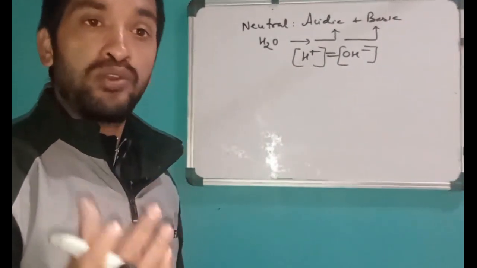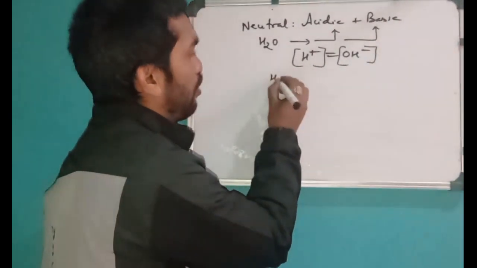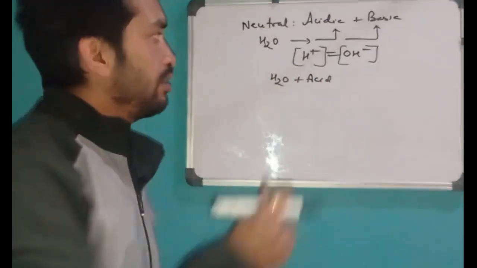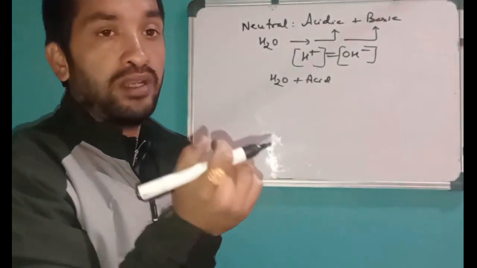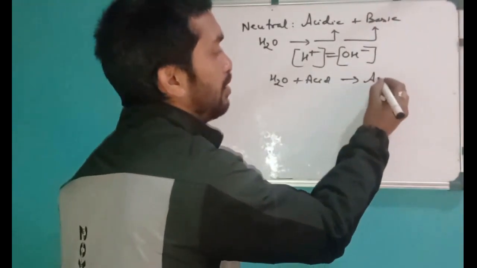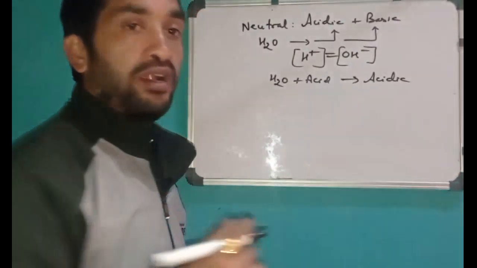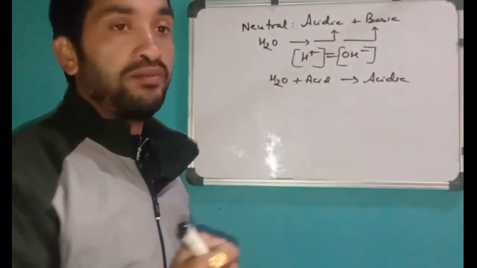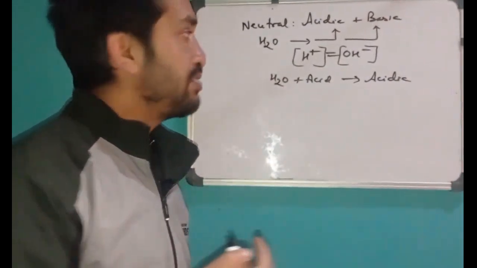But suppose in water I add some acid, what will happen? Earlier H plus was equal to OH negative. Now the H plus ion concentration will increase. So water will become a little acidic. It depends how much acid you are adding to it. And if you add OH negative, meaning a base, you add some base to it.